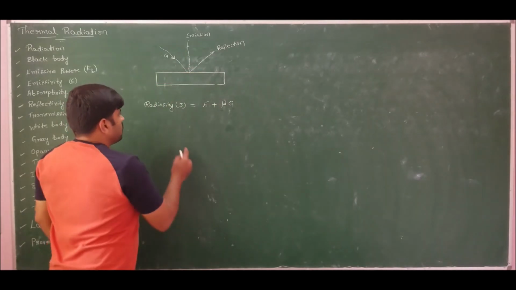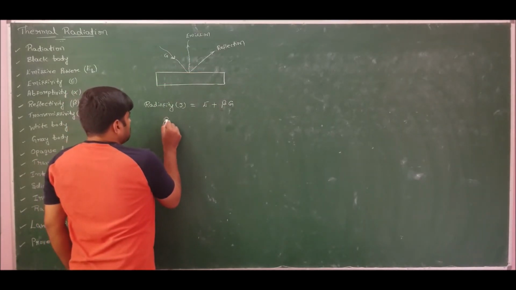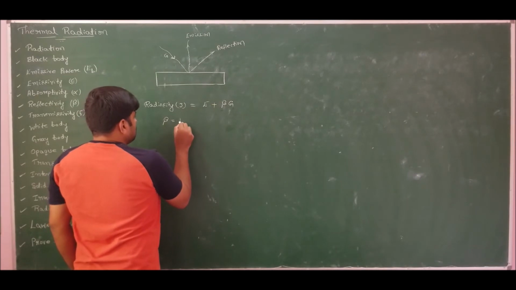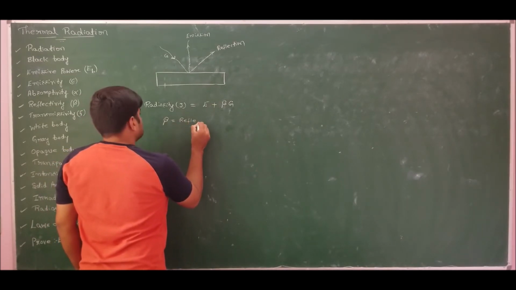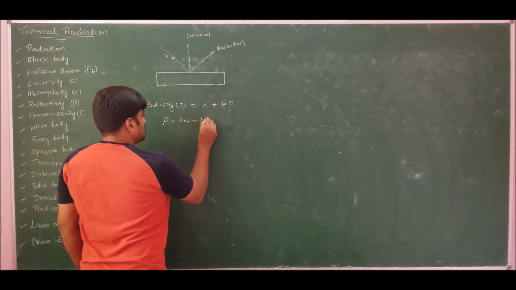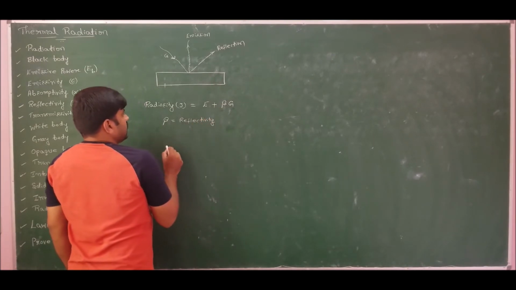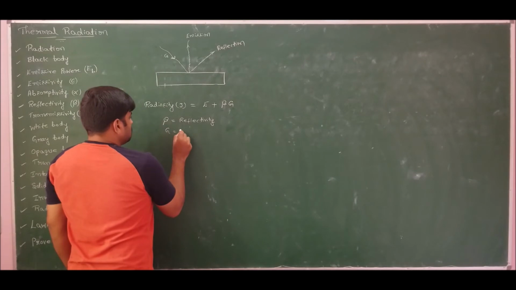So we know that beta is nothing but reflectivity, where G is irradiation.